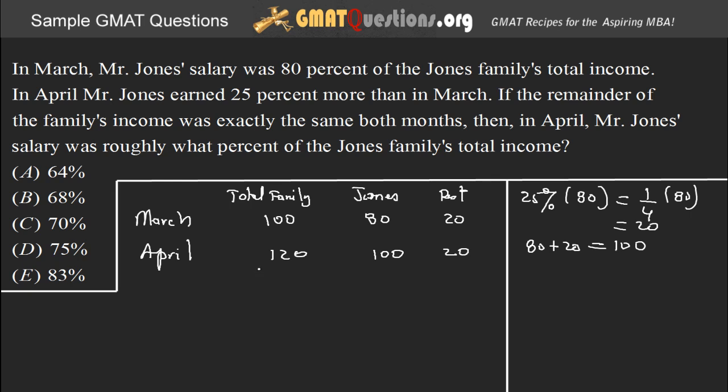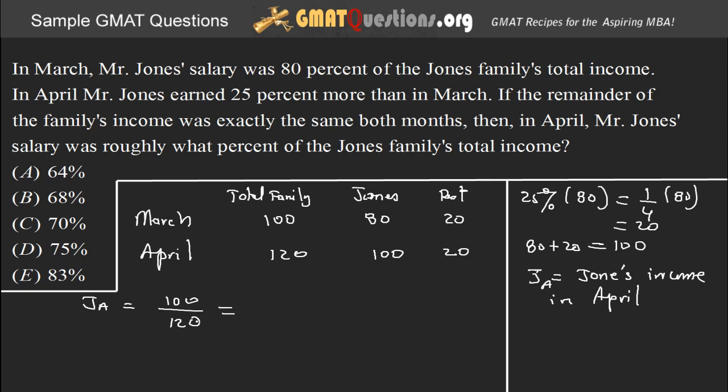Great. So we want to know now what percent of the Jones family's total income is John's salary. And again, this is in April. So very simple. All we have to do is look at these numbers. So we're going to say that, let's call J John's income in April. Okay, J_A if you want, J subscript A. So J_A is going to have to be 100 divided by 120.